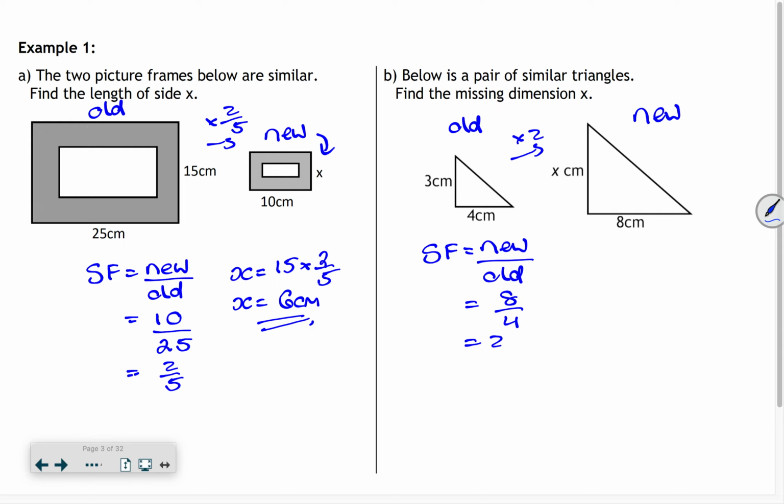So here we've got a 2 times enlargement. So we go to the shape that we know something about. So it's going to be the 4 to the 8. So I can say here that the value of x is going to be the scale factor of 2 multiplied by the old dimension, which is 3. So it's going to be 2 times 3, which gives me 6. So that'll give me 6 centimeters. And that is finding missing lengths in similar shapes.